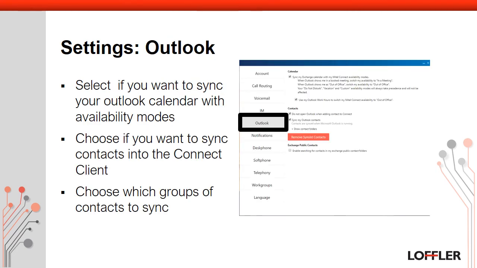If you are using AD credentials, you have the option to sync your Outlook calendar with your availability state. Choose if you want to sync your Outlook contacts with the Connect client, see your upcoming meetings in the Events tab, and all you have to do is check the Outlook tab.